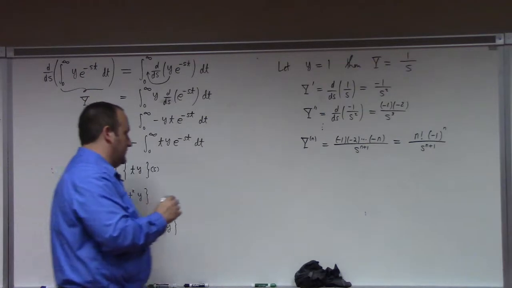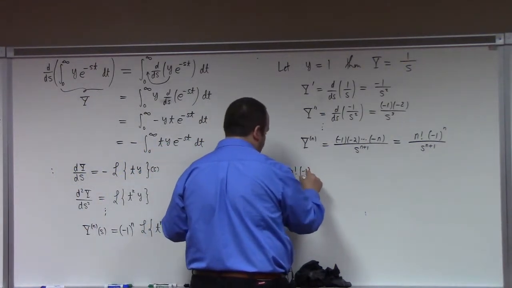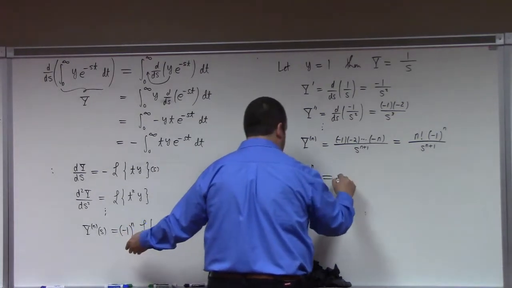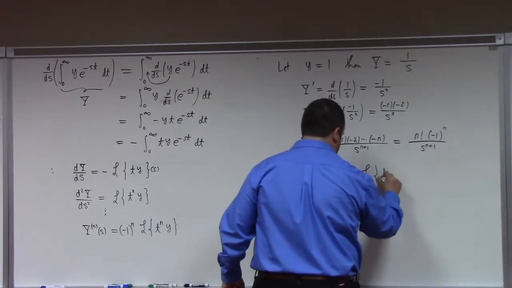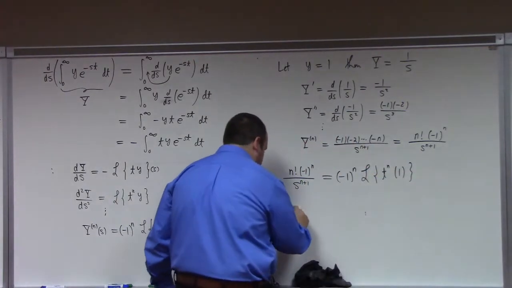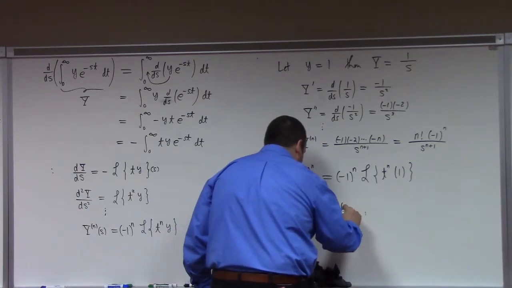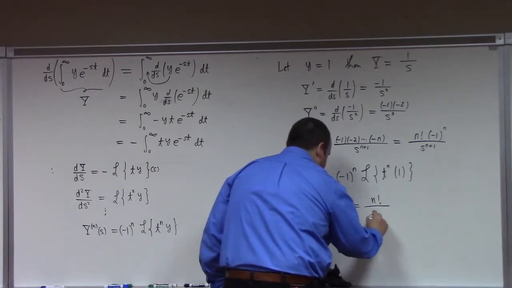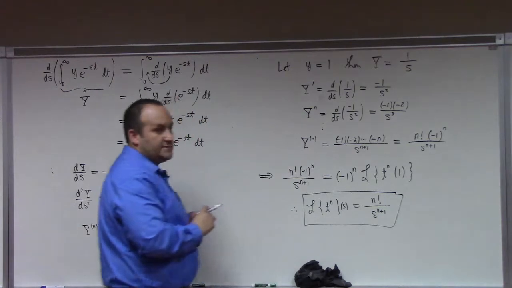And that should be equal to minus 1 to the n times the Laplace transform of t to the n times 1, right? So the minus 1 to the n's cancel, and we obtain that the Laplace transform of the nth power of t is actually equal to n factorial divided by s to the n plus 1. And there you go. That was our example 6.